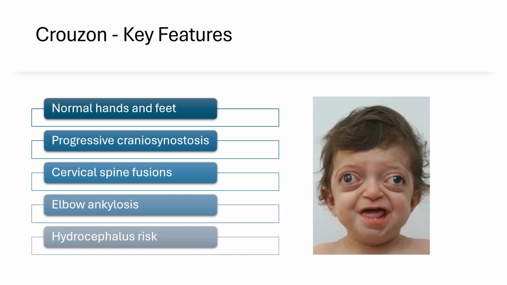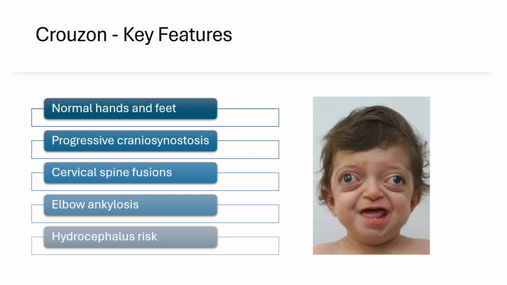Let me guide you through the key features of Crouzon syndrome by building on what we've already learned about craniosynostosis conditions. This step-by-step approach will help you understand why some features create more problems than others. The preservation of normal hands and feet represents the most important prognostic factor in Crouzon syndrome. Think about how this changes everything about the child's future.